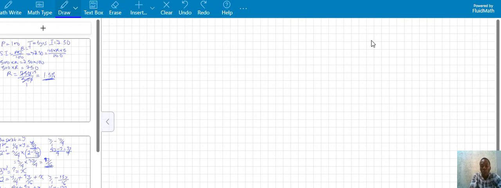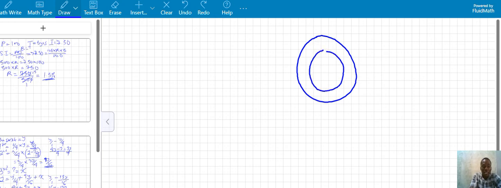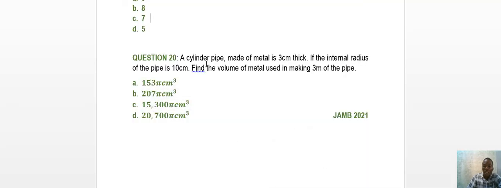Now, you are told that you have a cylinder, and that cylinder is made of metal, 3 centimeter thick. The internal radius is 10 centimeter. Find the volume of the metal used in making 3 meter of the pipe.